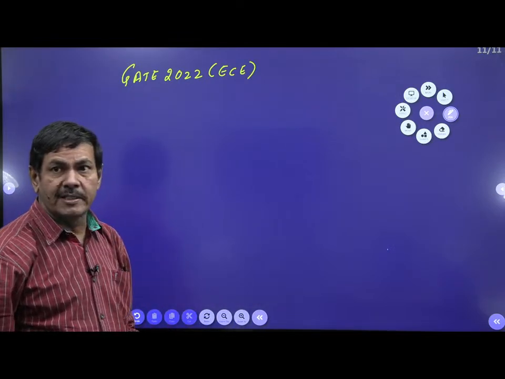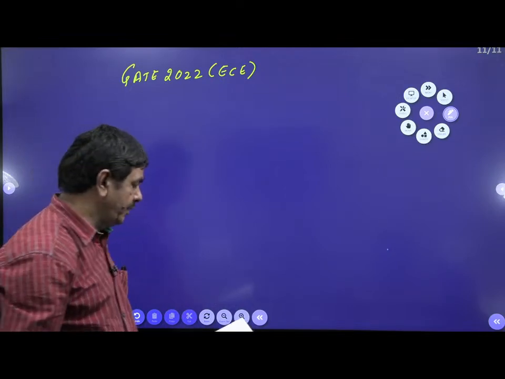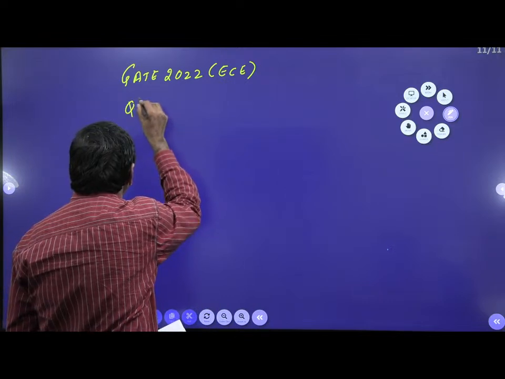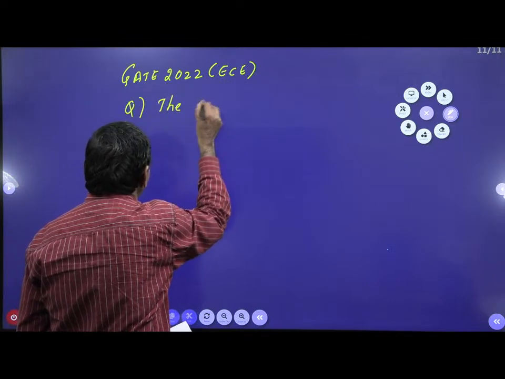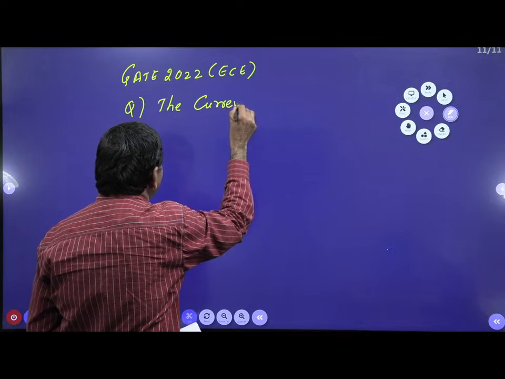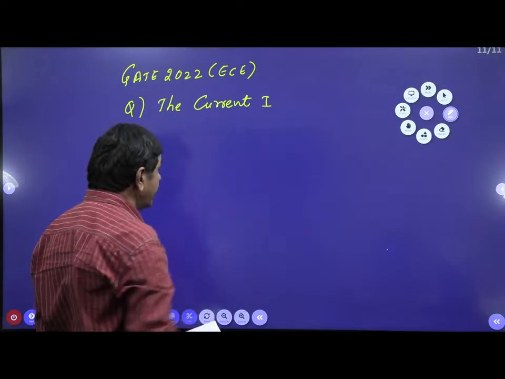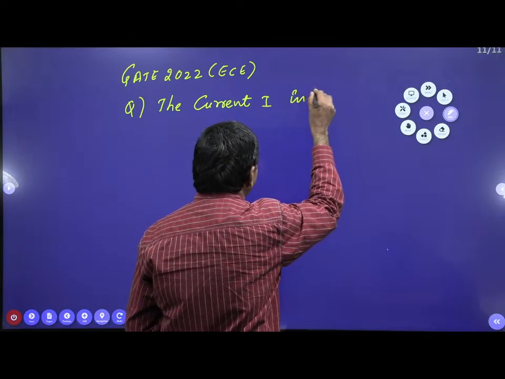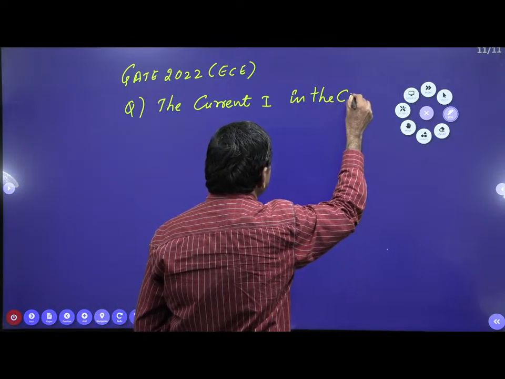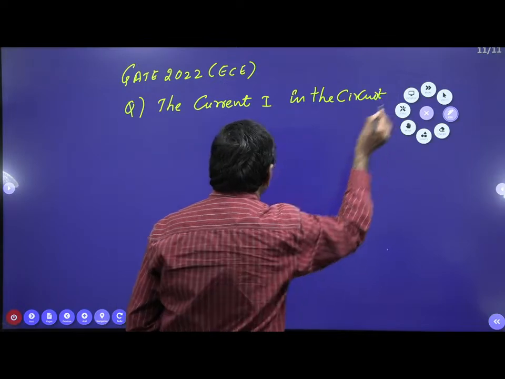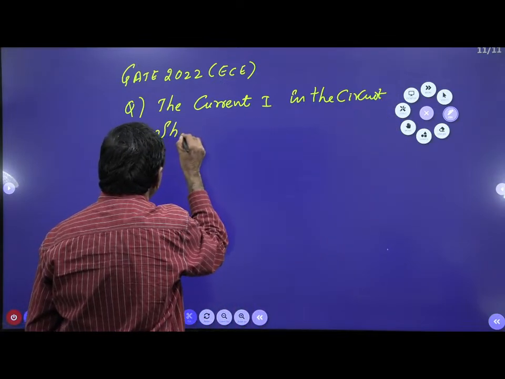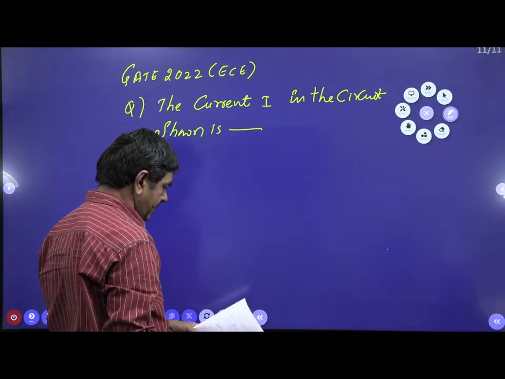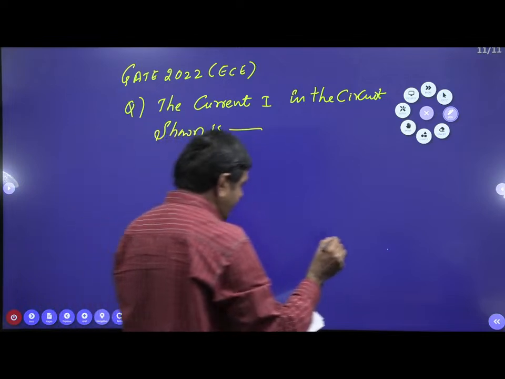By using the nodal only. I will not apply any other method today. The current I, question is given like this. The current I is asking to measure the current I in the circuit shown, and the network is given like this.